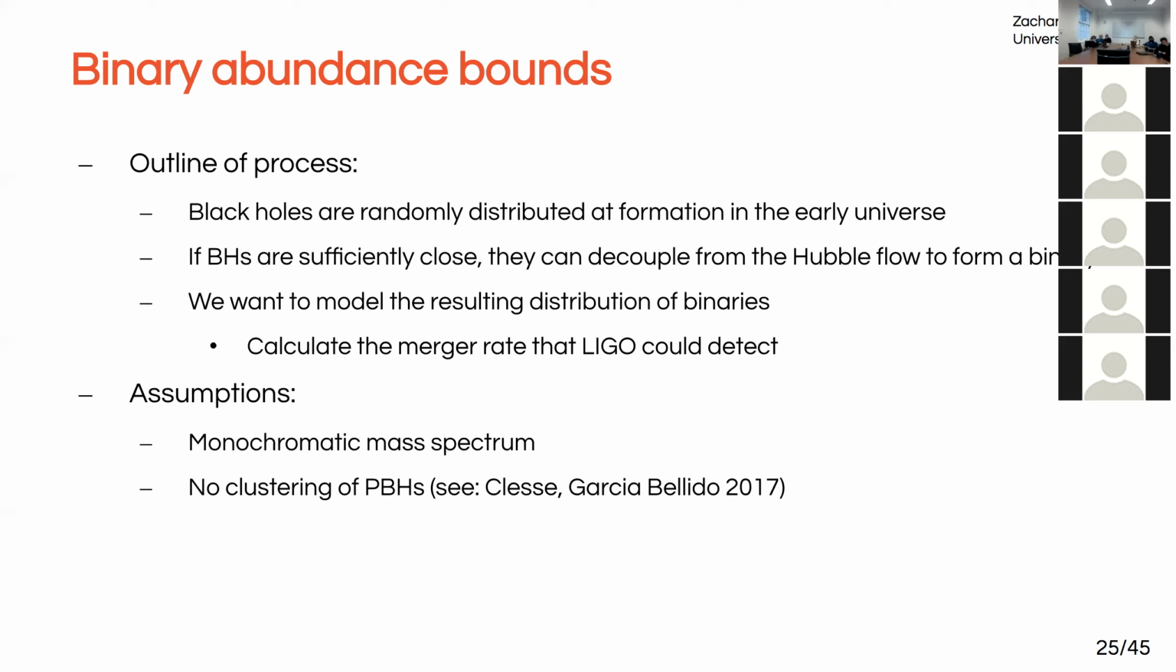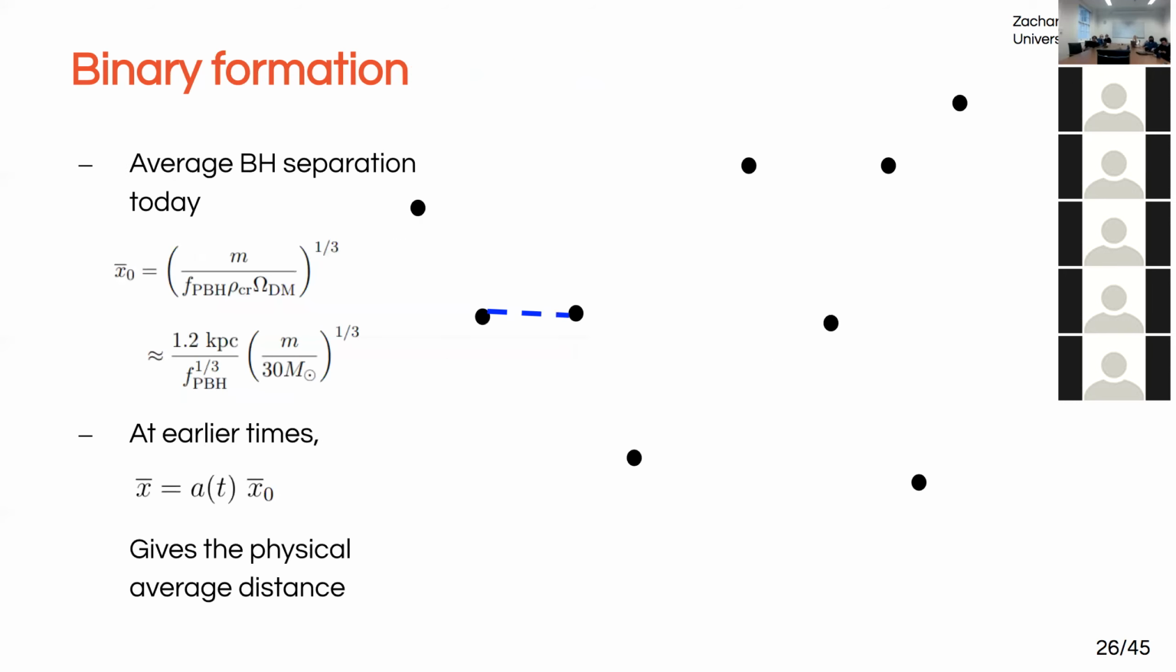We'll assume here, again, a monochromatic mass spectrum, and that the distribution is totally random. There's no clustering or anything fancy like that. It was shown that if there is clustering, that can readily disrupt the binaries, and you might be able to escape these constraints anyway. But we won't assume that. Okay, so how does this work? Well, we can figure out the average black hole separation today from the number density and the fraction of dark matter. And that's this quantity here. And in earlier times, this physical distance just scales with the scale factor, as you would expect.